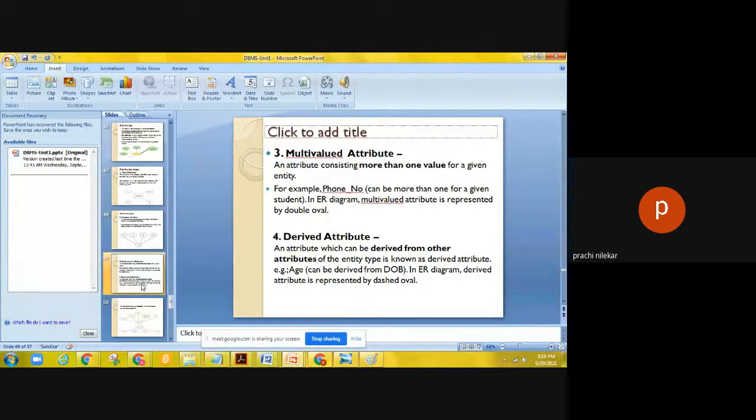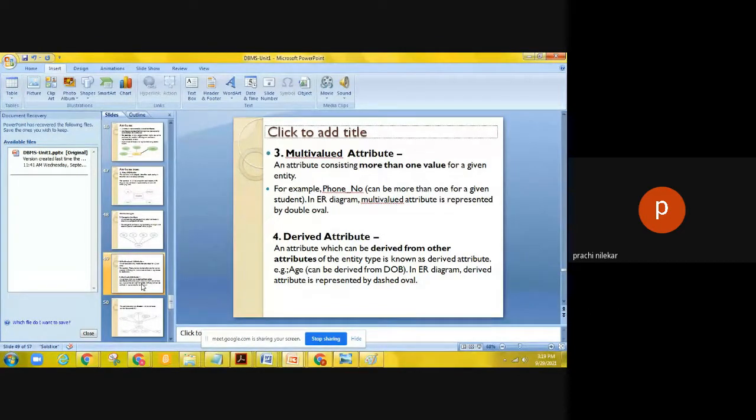In an ER diagram, the multi-valued attribute is represented by a double oval. A normal attribute is represented by a single oval, but if it has multiple values, then it is represented by a double oval.